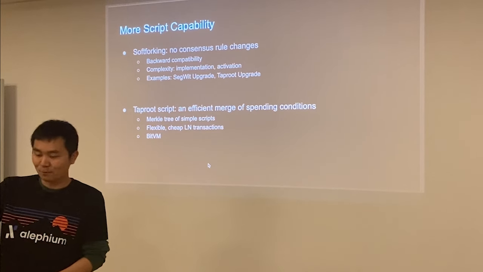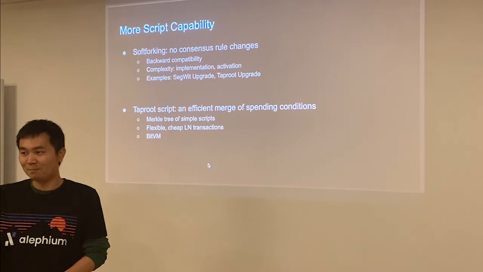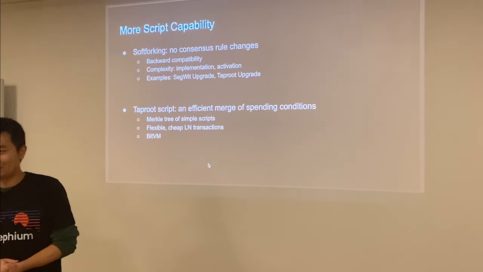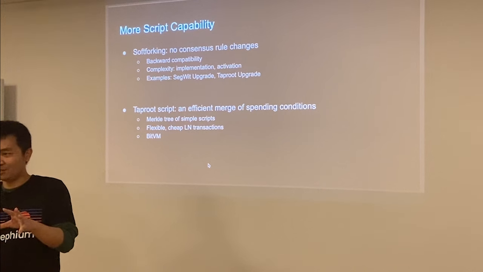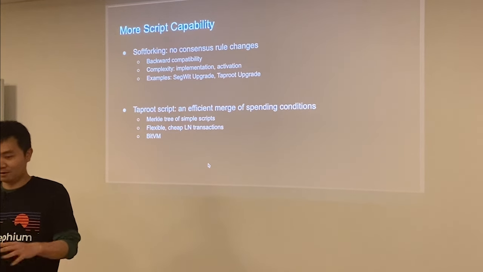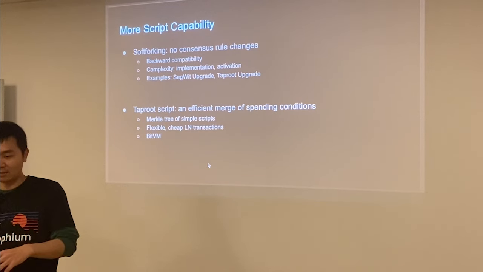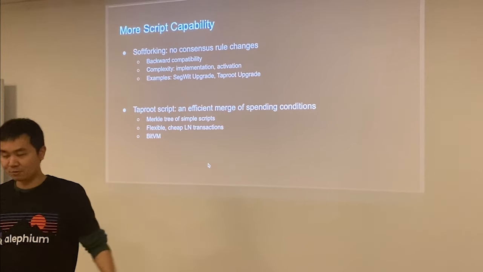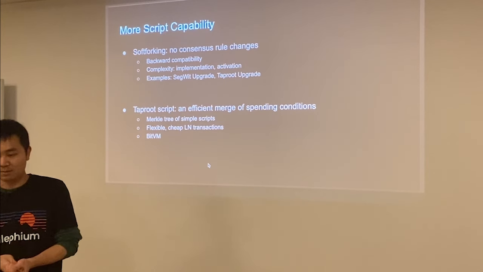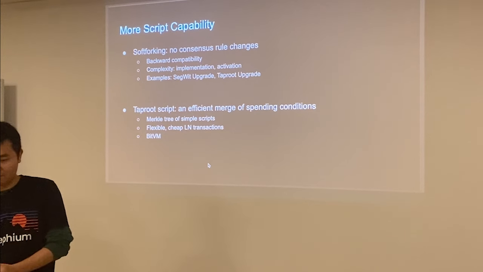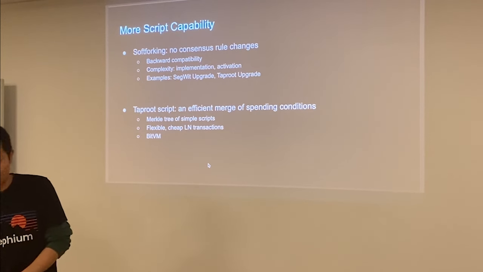I'm not sure right now what the upper bound of that is. Probably 1 billion is possible. I'm not sure, but that's just my guess. So the data structure is very efficient. You can merge a lot of conditions together. And on chain, you just need to give a hash of the Merkle tree. So the address basically is the root hash of the Merkle tree.